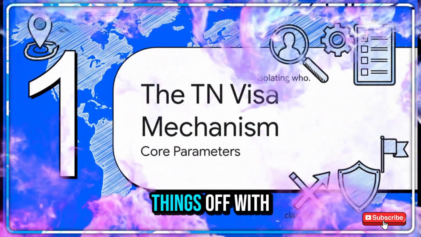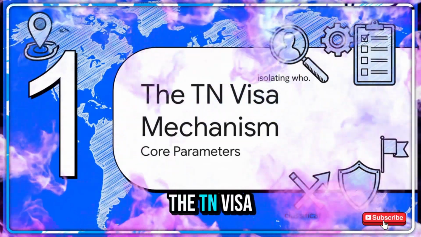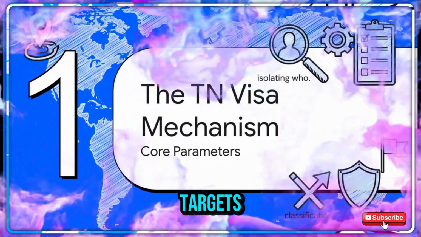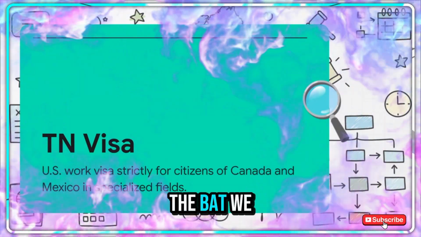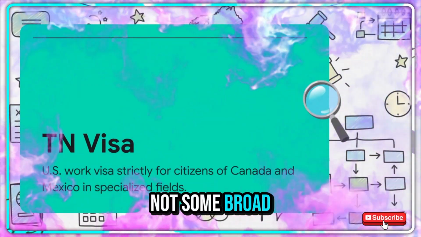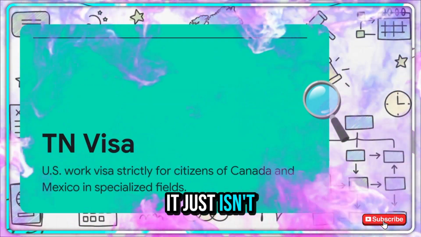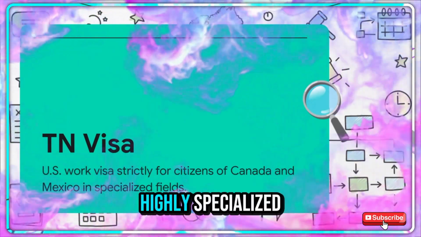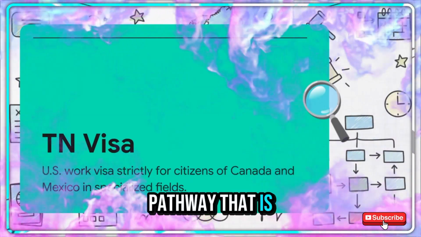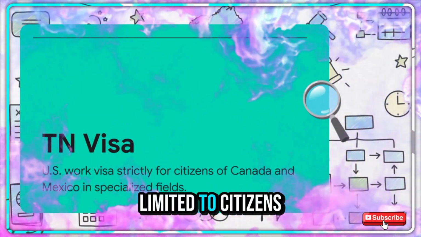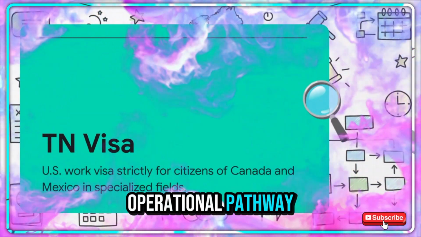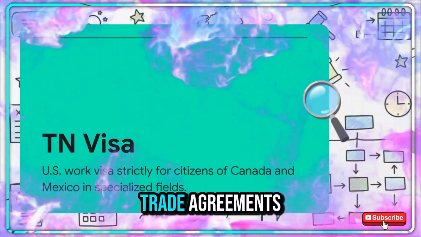All right, kicking things off with Section 1, the TN visa mechanism, focusing on its core parameters and targets. So right off the bat, we need to understand that the TN visa is definitely not some broad, globally accessible net. It just isn't. Instead, think of it as a highly specialized, expedited U.S. work authorization pathway that is strictly, and I mean strictly, limited to citizens of Canada and Mexico. It's this exclusive operational pathway born straight out of North American trade agreements.